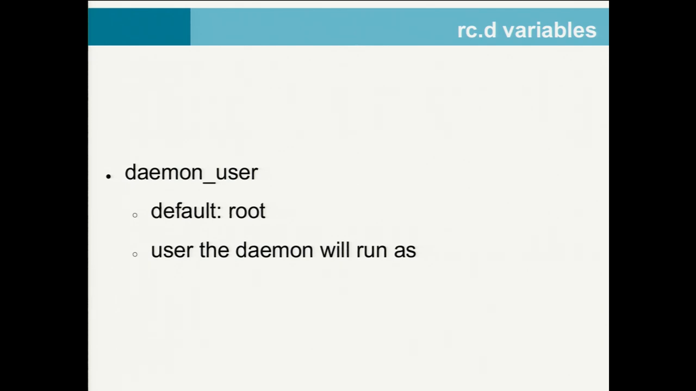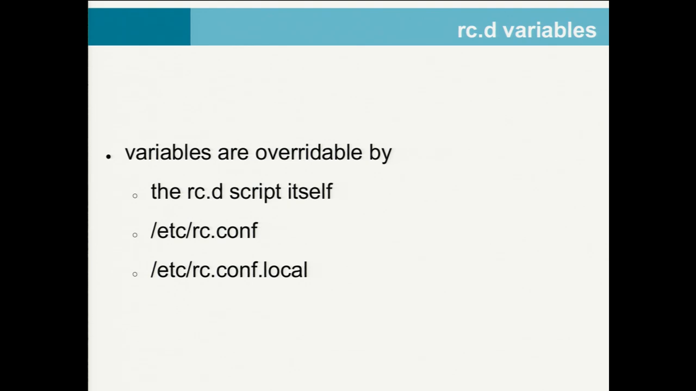And the last variable we have is daemon_user. It defaults to root, and that's the user that the daemon will run under. That is what su will use as a user. So all these variables are overridable, obviously, by the rc.d script itself, which usually contains the default for that particular daemon. They are overridable by rc.conf, which is the default OS configuration, and by /etc/rc.conf.local, which is the locally modified configuration.